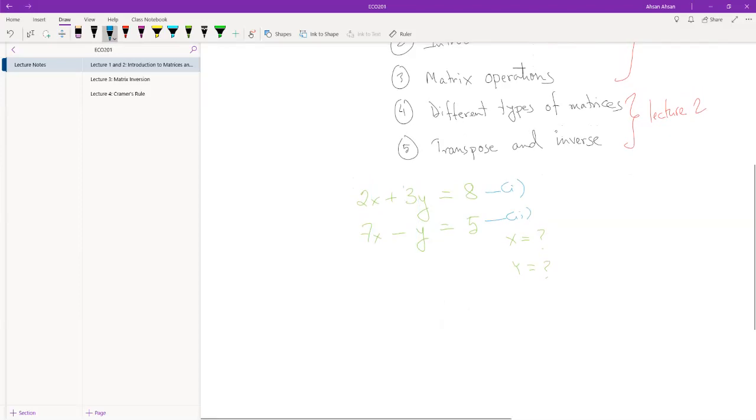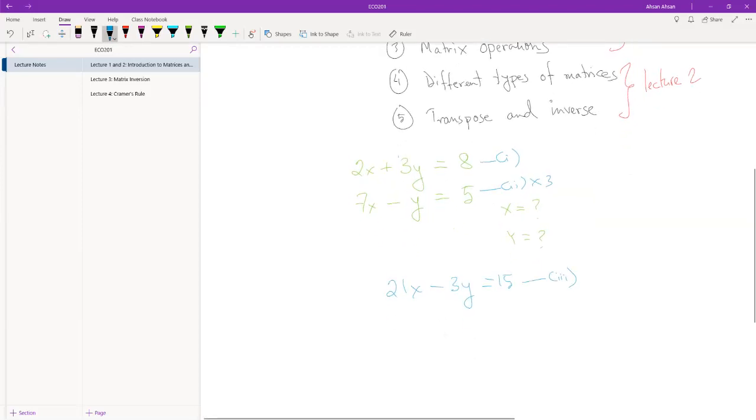I'm going to multiply equation 2 with 3. And if I do that, what I get is 21x minus 3y equals 15. Let's call this equation 3. And if I plug in the equation down here, I have 2x plus 3y equals 8. This is still equation 1.